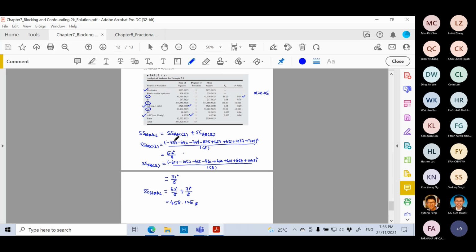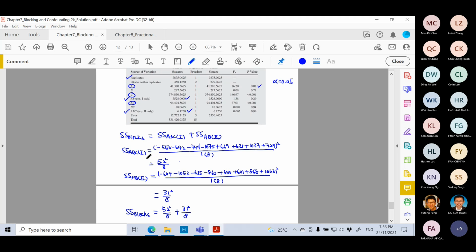So you need to be clear: this one is from the first replicate, this one is from the second replicate, and then you total them out. You will get your sum of squares. Okay, I will upload this one later.